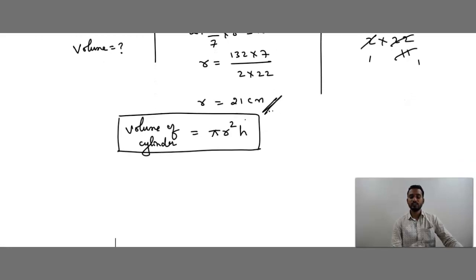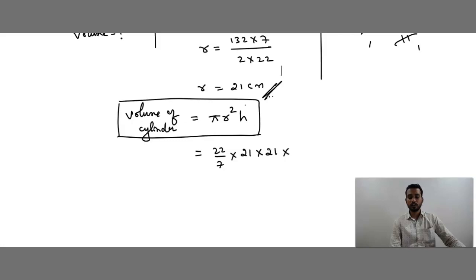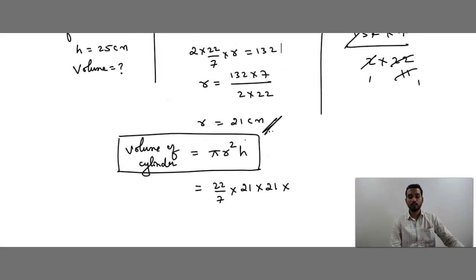You just substitute the values. Very simple. So it is equals to pi is 22 by 7 into radius is 21 square, so 21 into 21 into height. What is the height he has given? Can we see what is the height? 25 centimeter, right? So height is 25. Now 7 1s are 7, 7 3s are 21.